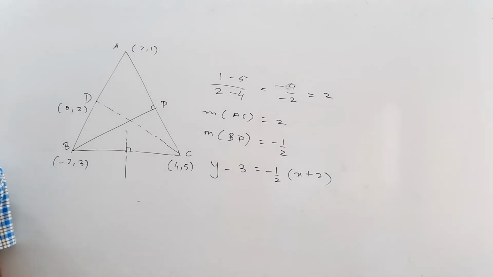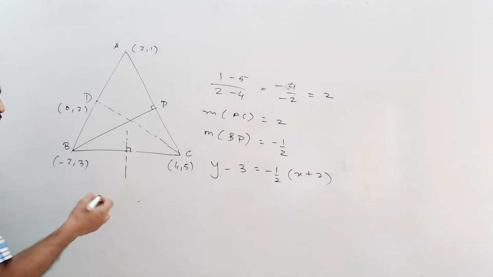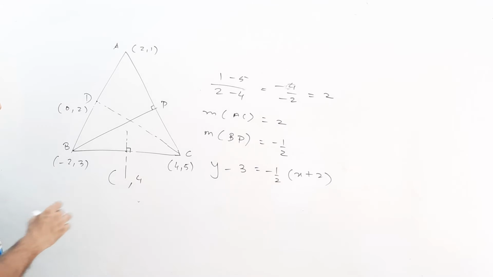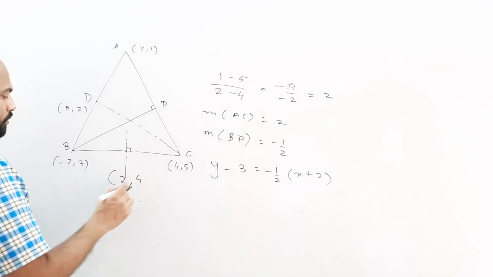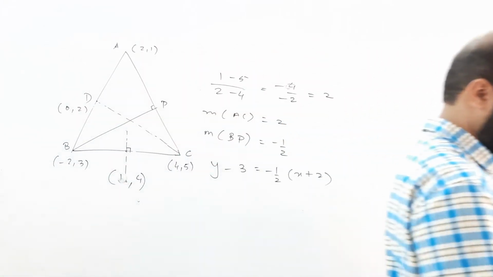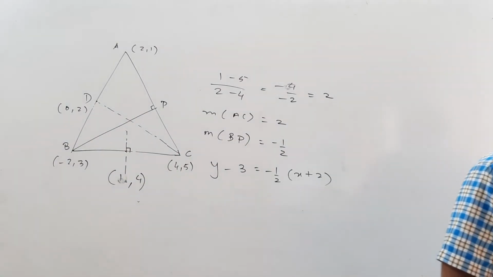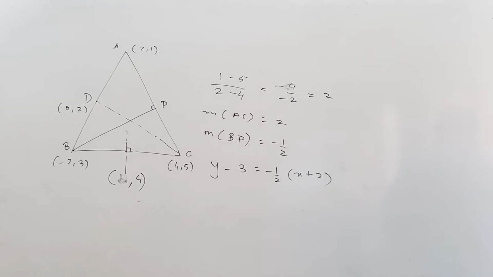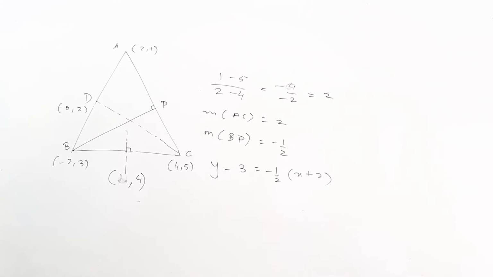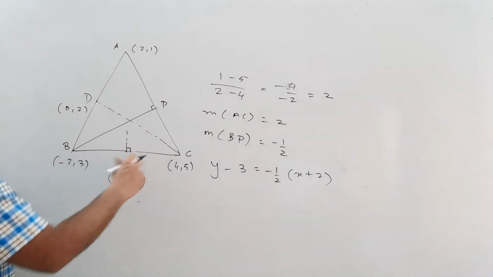So now we have to find the equation in a very simple way. First we have to find a midpoint. So midpoint is obviously 5 plus 3, 8. The y coordinate will be 4. And 4 minus 2, that's 2. Sorry, it should be 1. So this point is 1 comma 4.